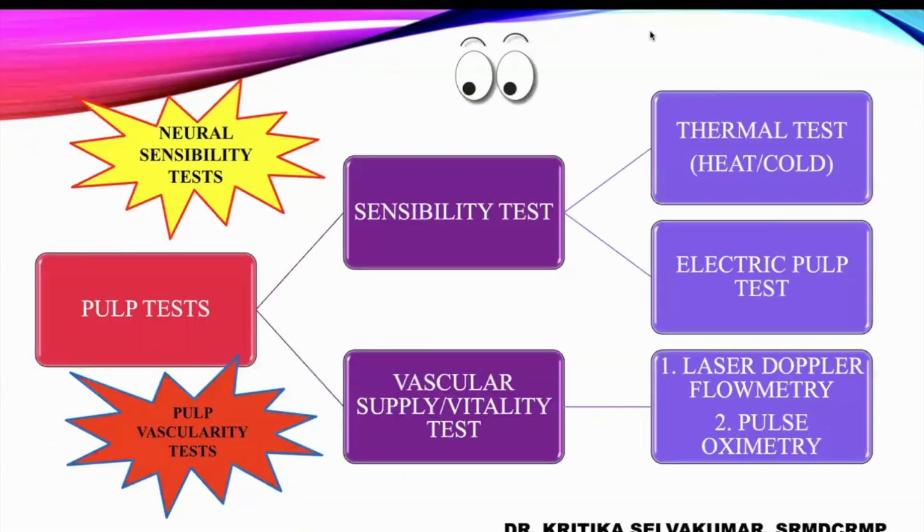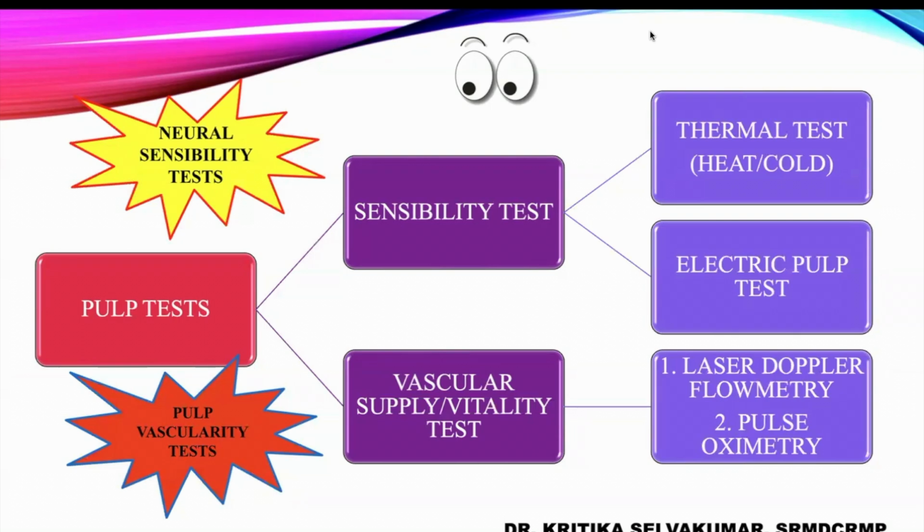Pulp tests can be broadly categorized into pulp sensibility tests and pulp vitality or vascularity tests. Under the pulp sensibility test are the thermal test, that is the heat and cold test, and the electric pulp test. And under the pulp vitality test are laser Doppler flowmetry and pulse oximetry.